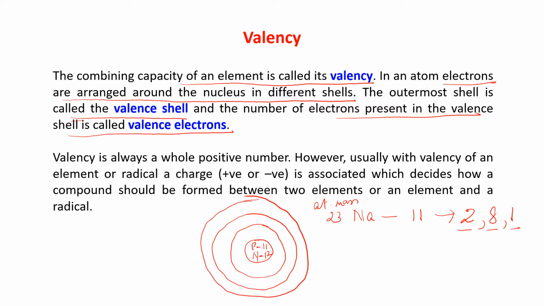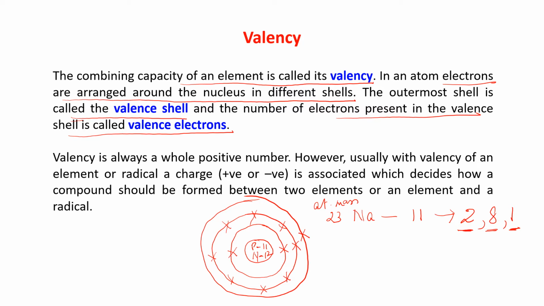Okay. Now in the first shell I am having 2 electrons. Electrons will be represented by the cross. You can represent it by dot also. Now next shell is having 8 electrons. So just put 8 electrons. 1, 2, 3, 4, 5, 6, 7 and 8. And the third orbit is having 1 electron. So just put it anywhere.